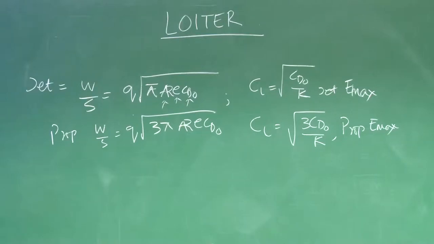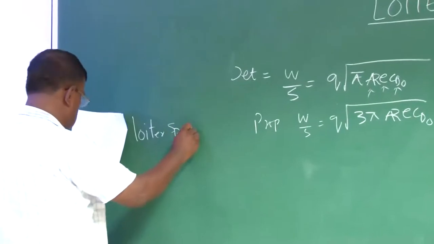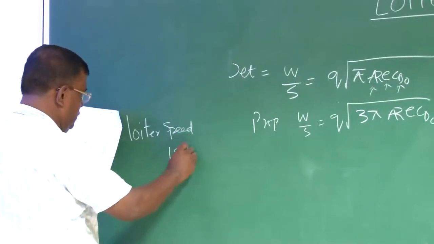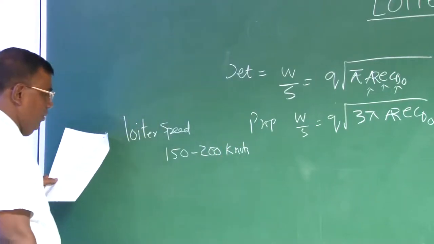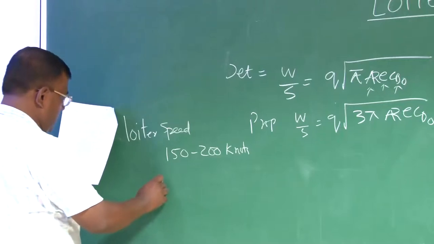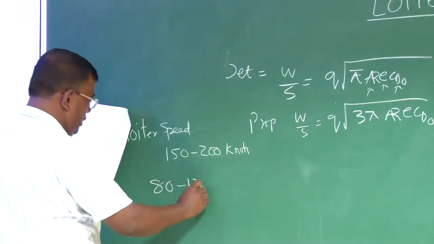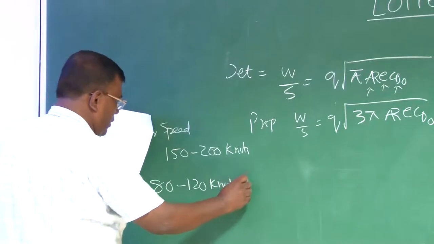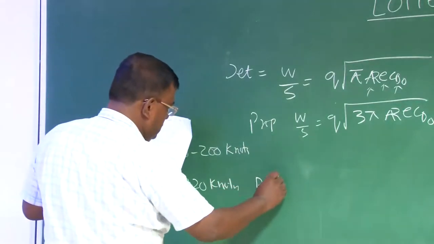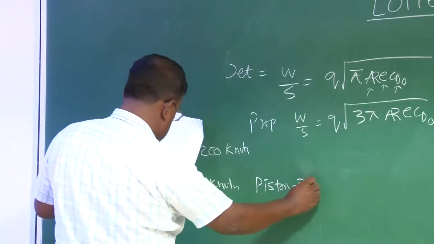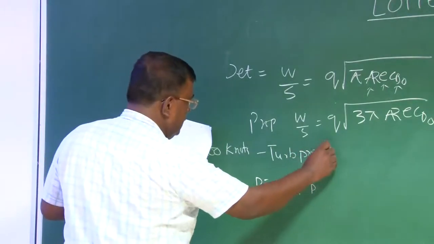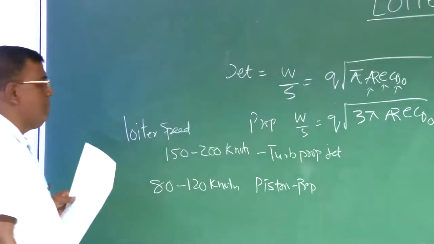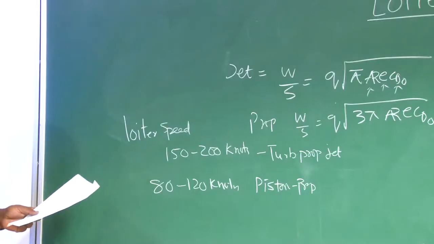Generally, it is best to assume loiter speed around 150 to 200 knots. One knot is roughly 0.5 meter per second, and 80 to 120 knots for piston prop, and this is for turboprop jet. Okay, these are guidelines, typically, for the loiter speed.